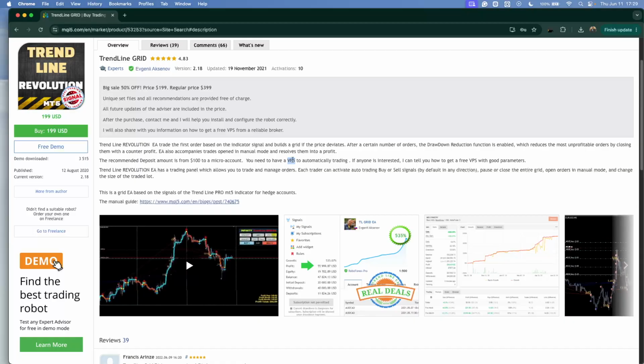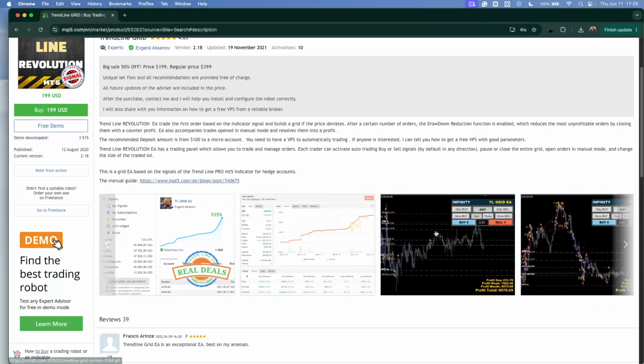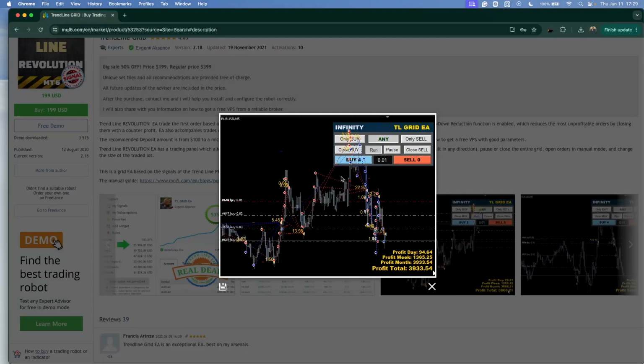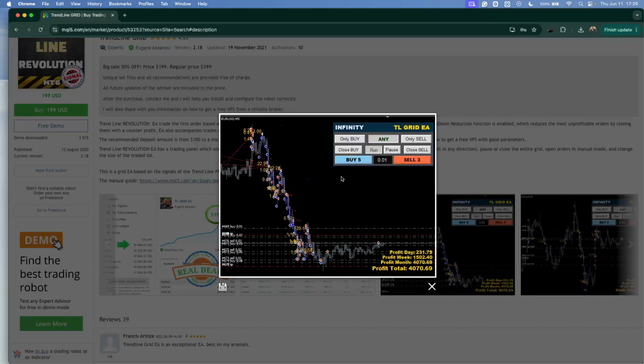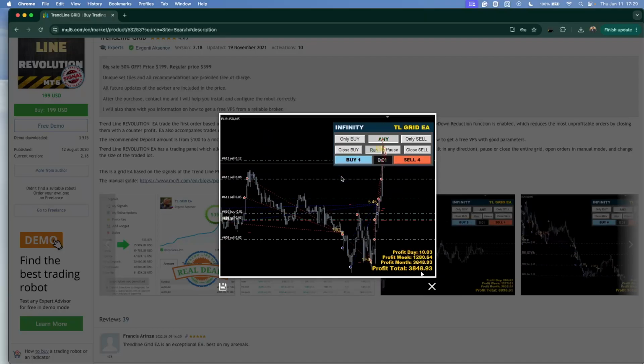There is a trading panel, just like you can see. This is how it looks like. Now there is a trading panel on the chart for easy control. You can pause auto trading, and you can also close sites, and so on and so forth.